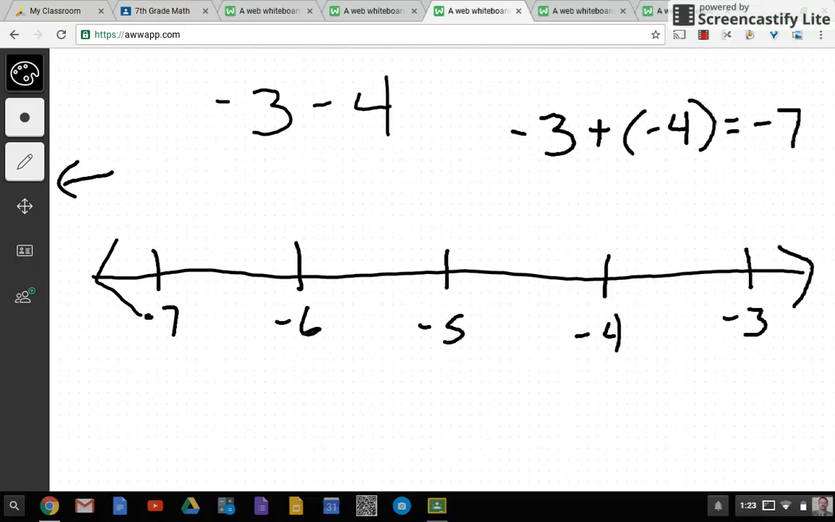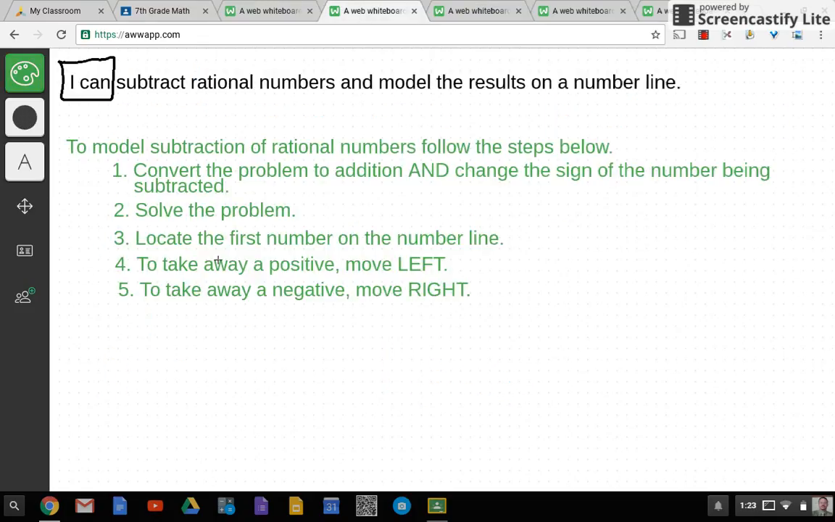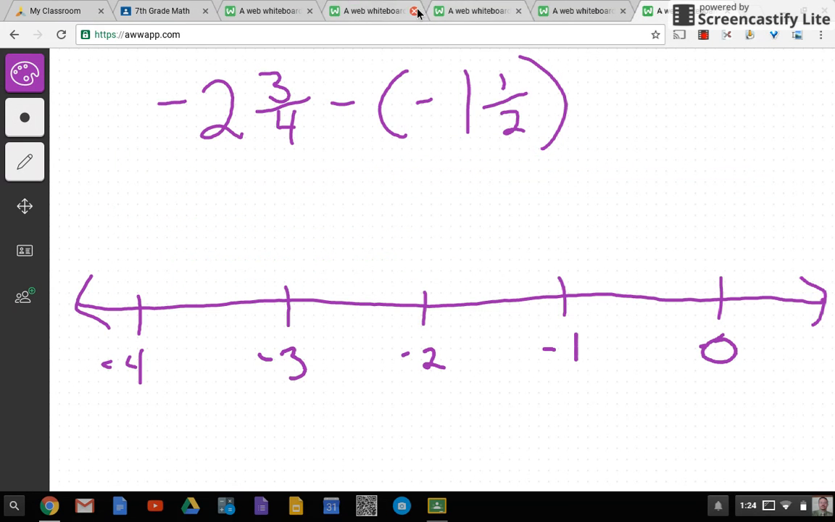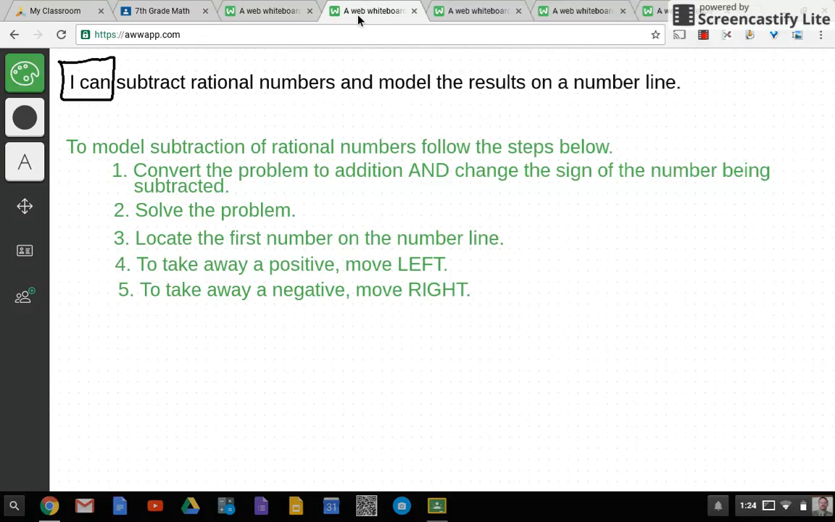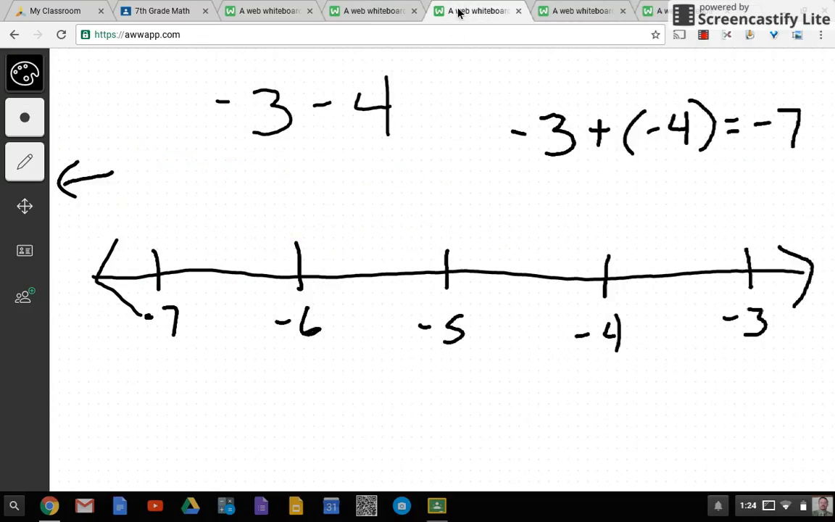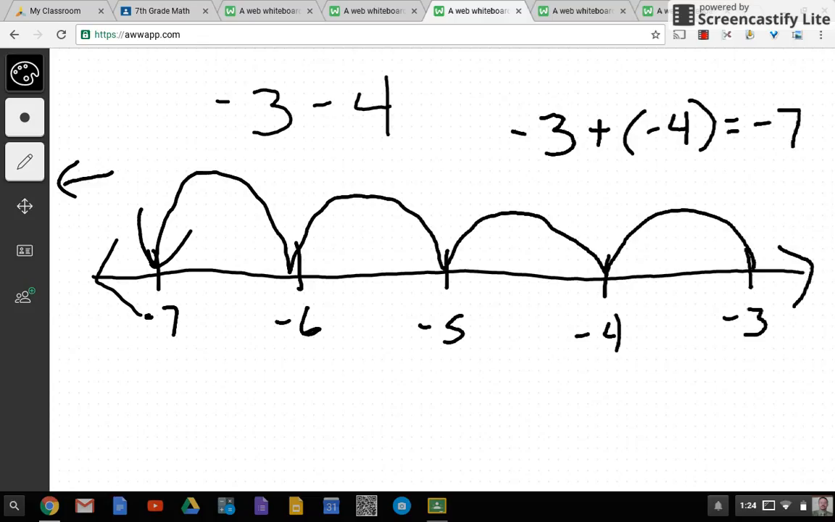So to show this graphed out, if I started at -3, and then right here on my notes, it says to take away a negative, move to the right. To take away a positive, move to the left. So the original problem, if I can get back to it, was taking away a positive. So that means if I am taking away a positive, I am moving to the left. That might be kind of confusing, but you can see if you solve the problem that you need to wind up at -7. So here we go. I'm going to go back 4. 1, 2, 3, 4. That's where I landed, and it's on -7. Perfect model. That's what I want to see.